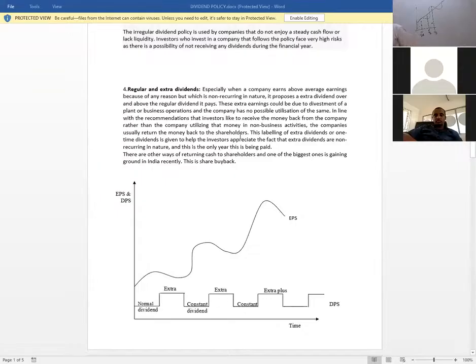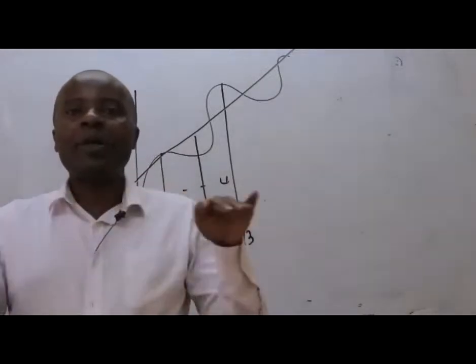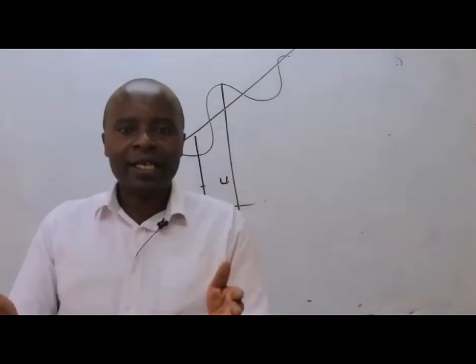So we are told here, especially when a company earns above average earnings because of any reason, but which is non-recurring in nature, it proposes an extra dividend over and above the regular dividend it pays. These extra earnings could be due to divestment. Perhaps they have sold some assets somewhere of a plant or business operation, and the company has no possible utilization of the same. So you decide, ladies and gentlemen, to give your shareholders a bonus in that year, etc.